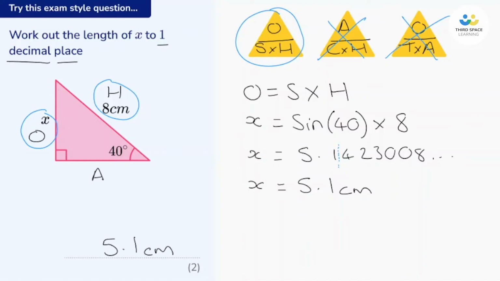Let's see where those marks come from. Well, we're going to get 1 mark here for correctly identifying the trig ratio and subbing in the values. And then the second mark is for the answer.